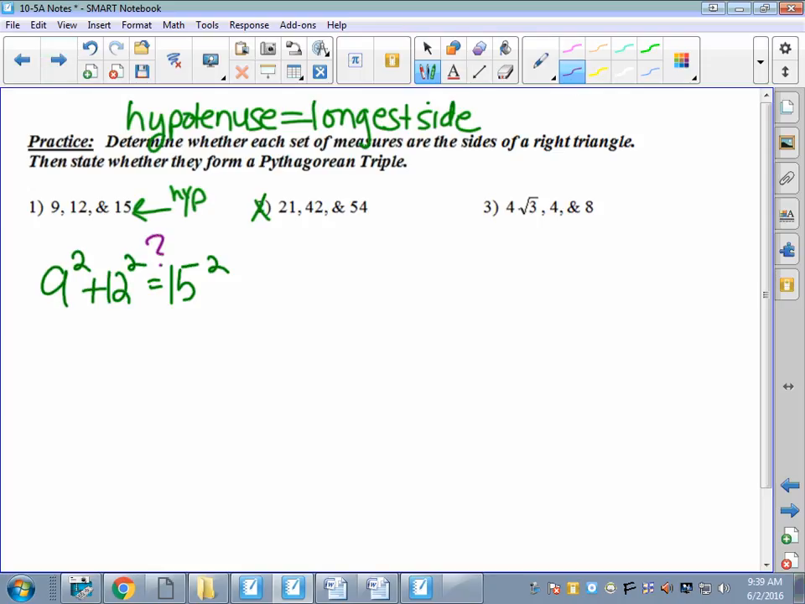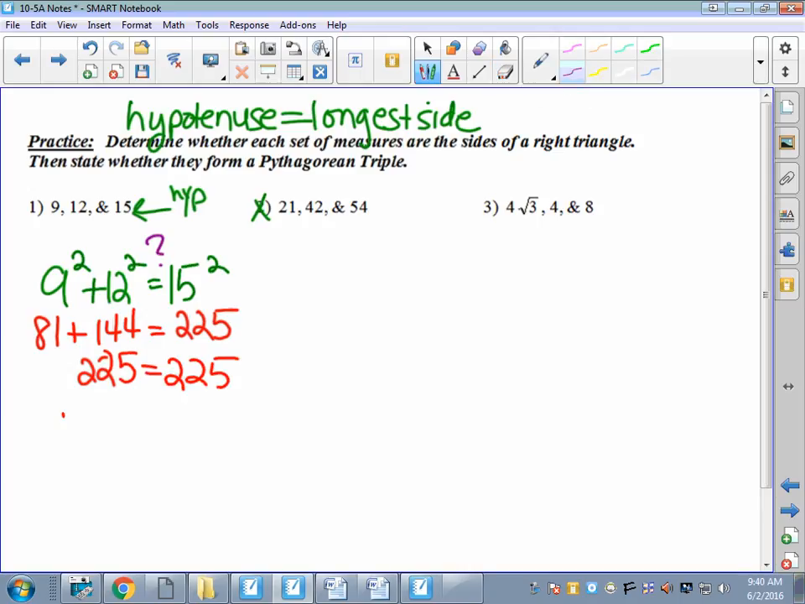And again, this is a check step. We're checking to see if that works. So it's a question mark. Is 9 squared plus 12 squared equal to 15 squared? So do the math. 9 squared is 81, plus 12 squared is 144. Does that equal 15 squared, which is 225? I think it's going to work, right? 225 equals 225. I'm pretty sure we've got ourselves a right triangle. So I'm going to put down here, right triangle.